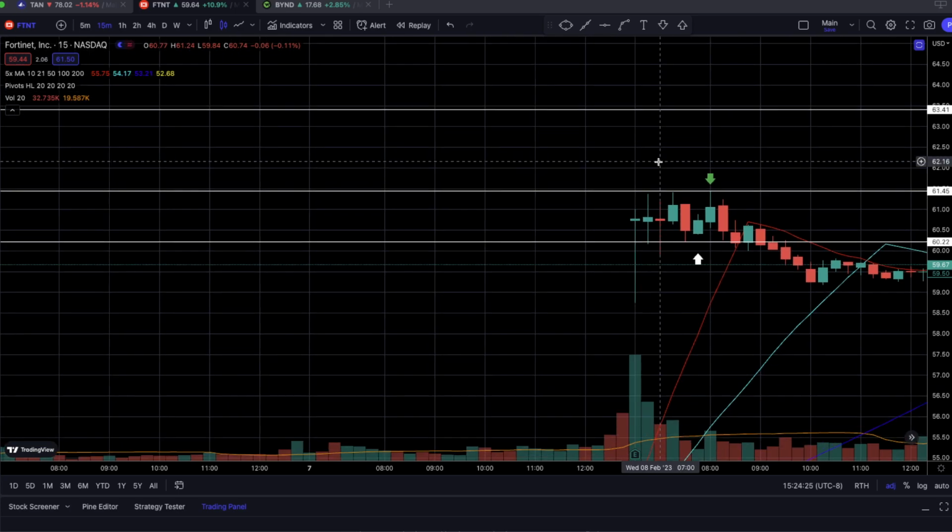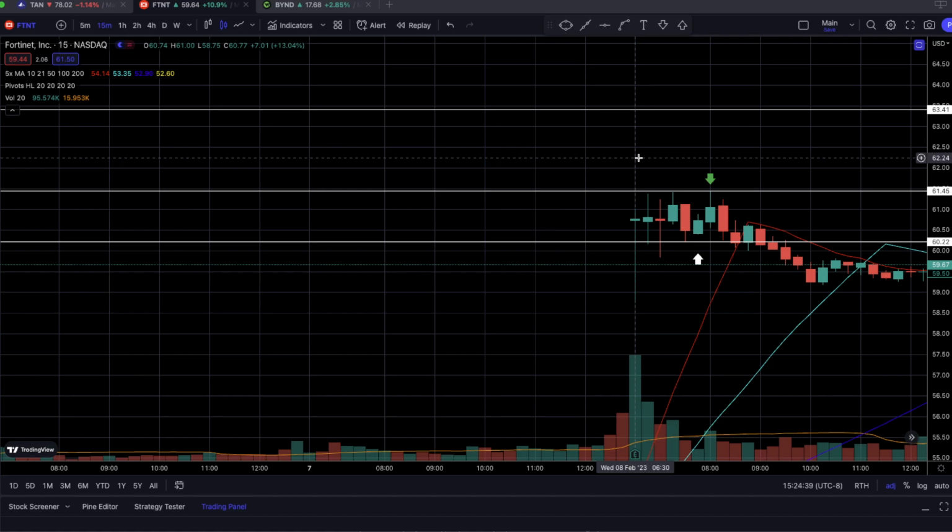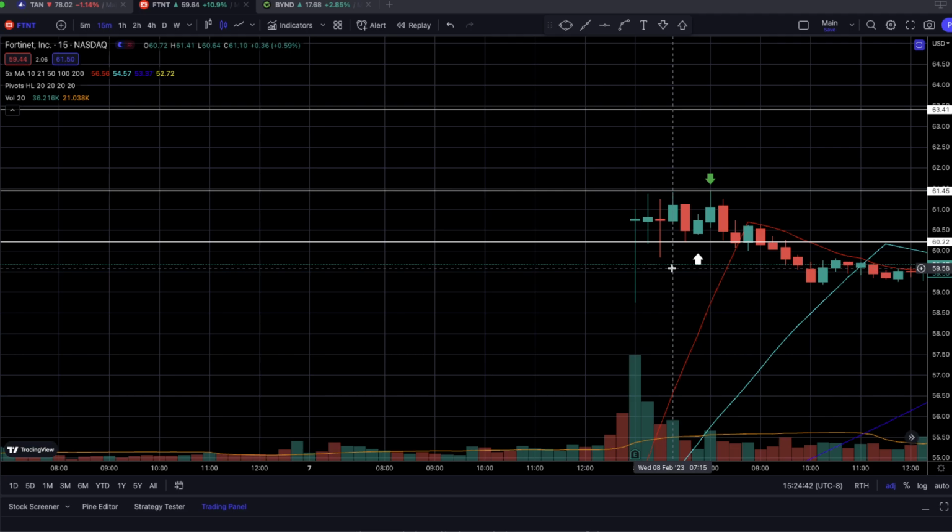And on the 15-minute time frame, you can usually get 3 green back-to-back consecutive candlesticks to the upside. However, FTNT did not show that. Instead, it started to move sideways. And we were moving sideways with the support of $60 and a resistance of 61.45, or if you want to round up, 61.50 as a whole number level. So again, the support was at $60 and the resistance was at 61.50.